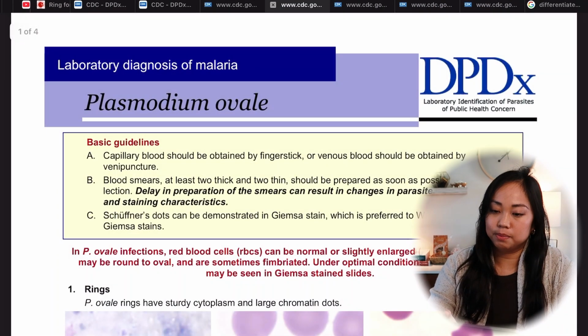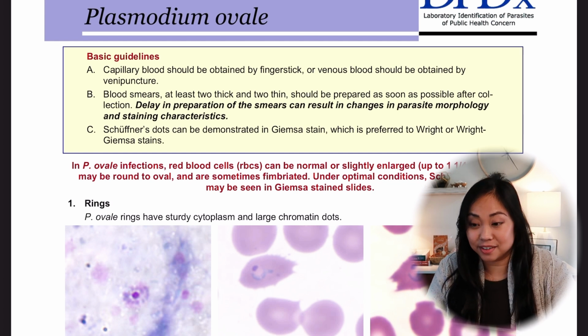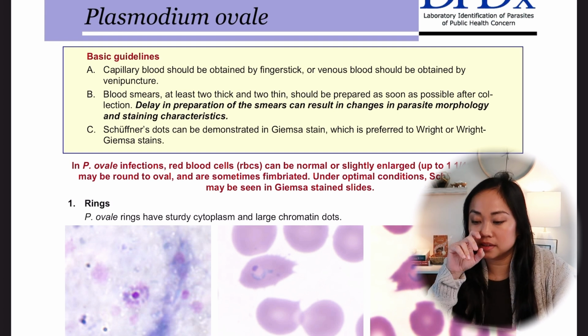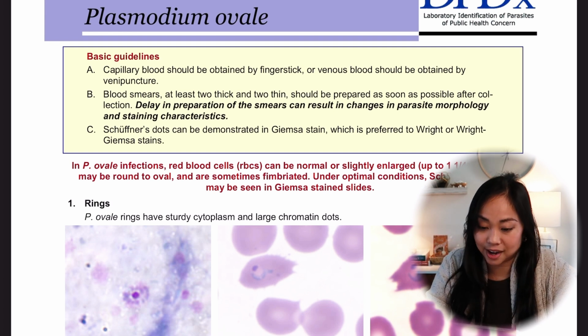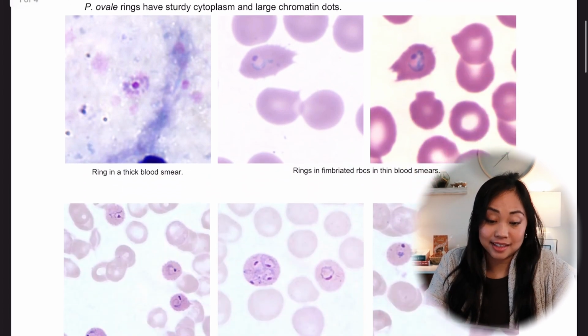Let's go into Plasmodium ovale. In P. ovale infections, red blood cells can be normal or slightly enlarged, like vivax, may be round or oval, and are sometimes fimbriated. Under optimal conditions, Schüffner's dots may be seen in Giemsa-stained slides.